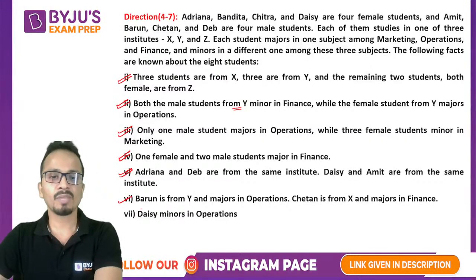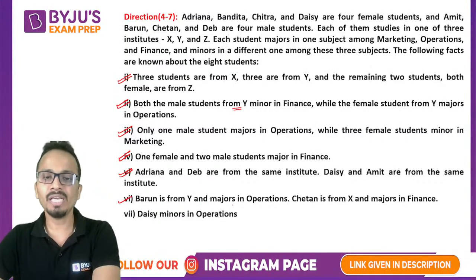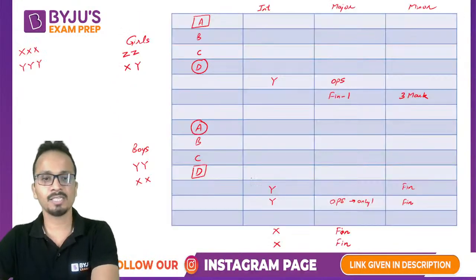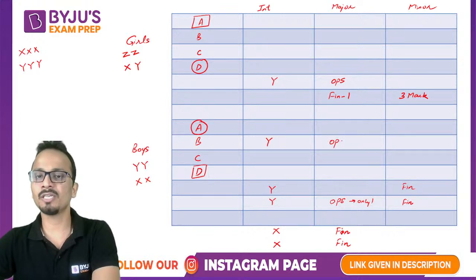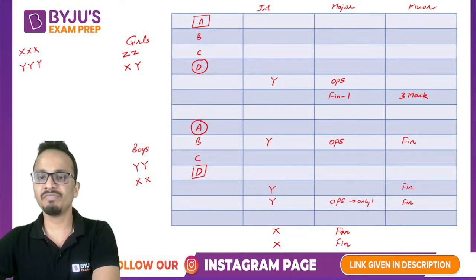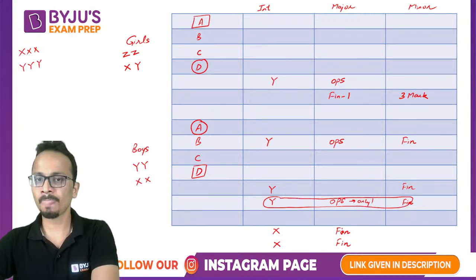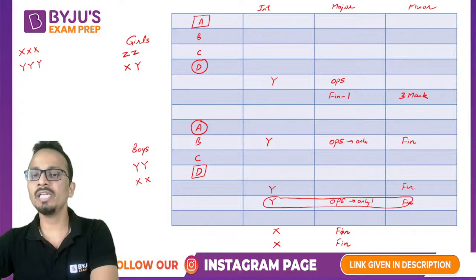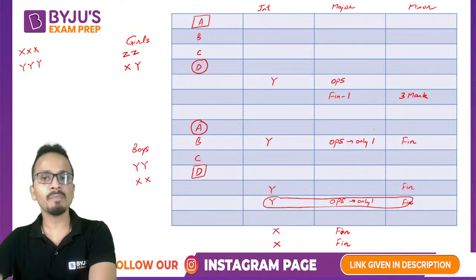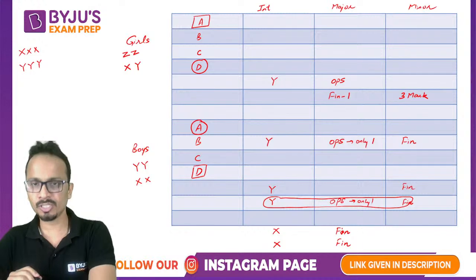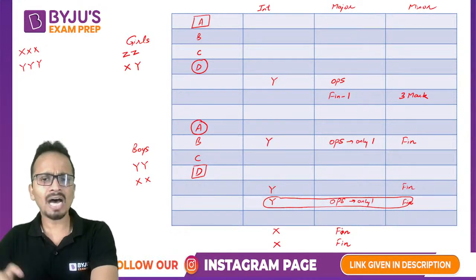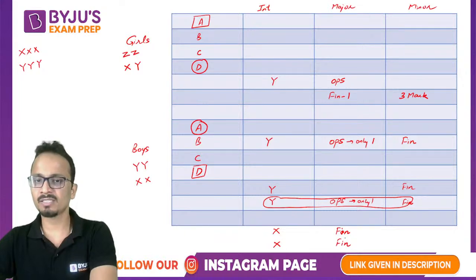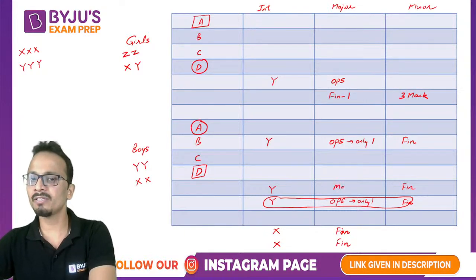Statement number 6. Barun is from Y and majors in operations. Nice. So now I can start filling. Barun is from Y and majors in operations. Okay. So the minor subject for this person will be finance. So I have kept this thing here, and operations, it should be only one. Now no other majors for boys can be operations. Right? Now 2 are finance. 2 are finance. So the remaining should be marketing.